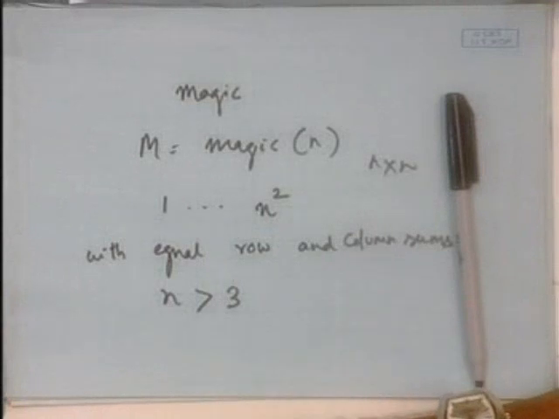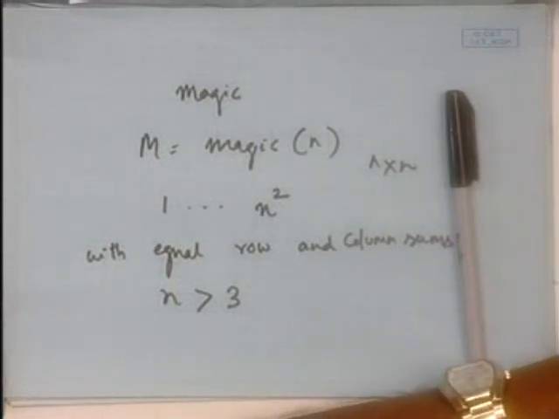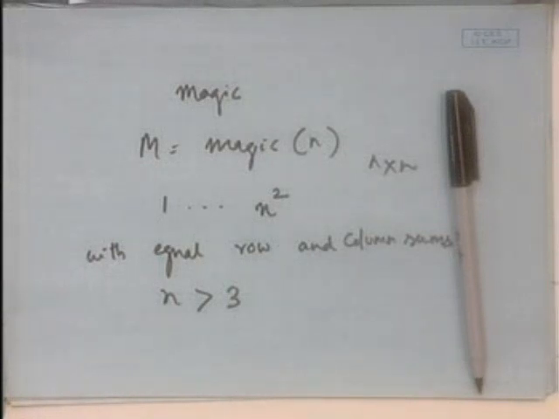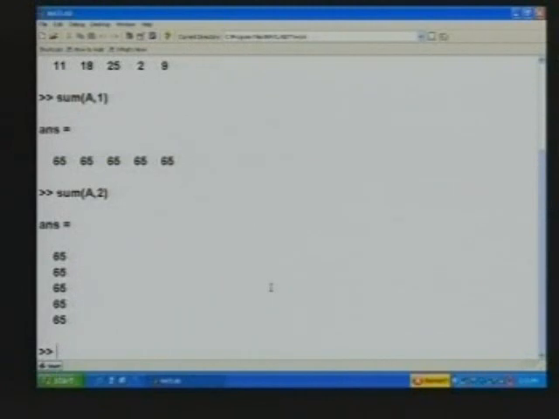Suppose you write A is equal to magic 5. If you write sum A in the first dimension, you will get a vector of all 65, and sum A in the second dimension, you will get 65. Therefore, if you add row wise and column wise, they will be all equal. So, this is the magic matrix, that is okay.